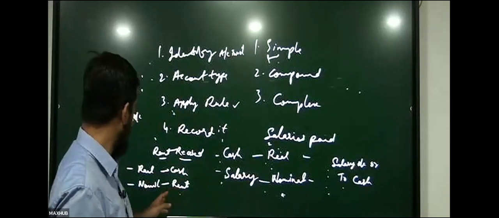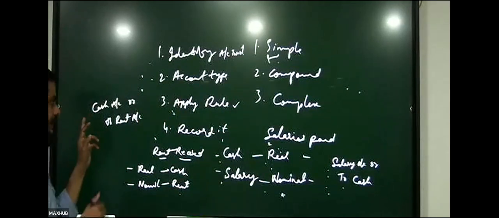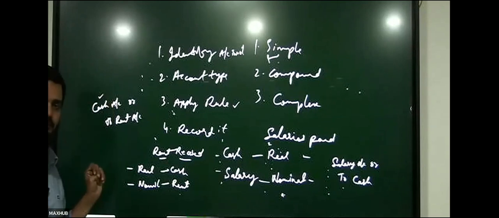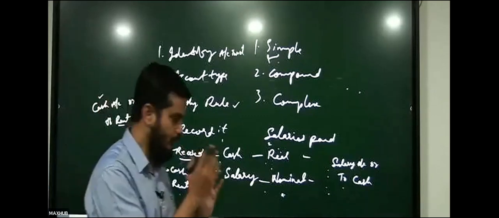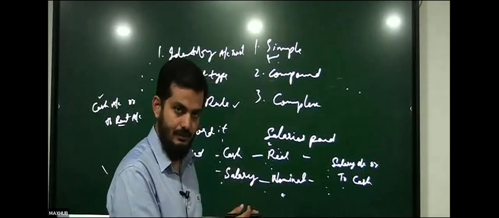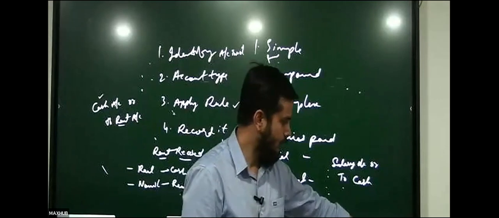Similarly, this entry also. Cash is a P&L or balance sheet item? Balance sheet. It will go and sit in your balance sheet. Rent paid is P&L. So all these accounts would go from here to the ledger, then from the ledger to the trial balance.